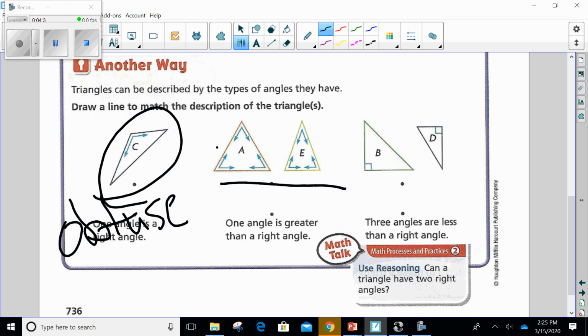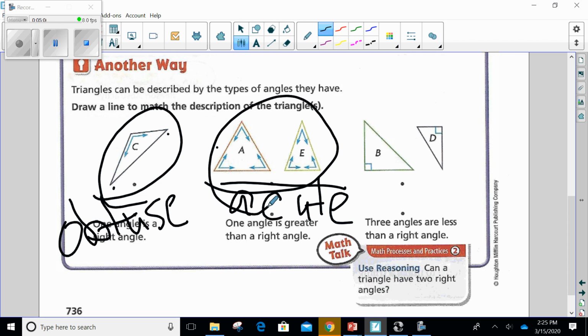Now look at these triangles. All those angles are less than 90 degrees. This is an acute triangle. Now you're saying, but Mrs. Keith, this has two acute angles. Why isn't this an acute triangle? Well, to be an obtuse triangle, at least one of the angles has to be obtuse, okay? In an acute triangle, none of the angles can be right or obtuse. They all have to be acute to be classified as an acute triangle.